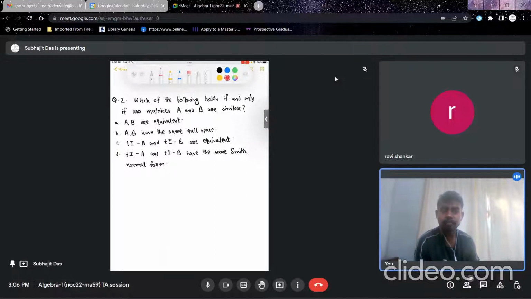So this is about finding some equivalent condition for similarity of two matrices. A and B are similar if and only if which of these following would hold.